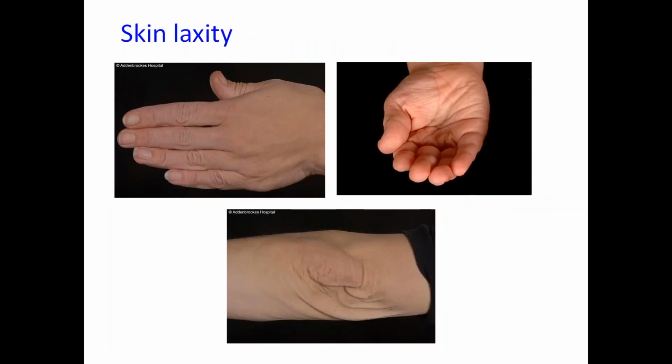As part of the skin hyperextensibility, we also see laxity of the skin, and hopefully you can appreciate that in the top left, where you can see very fine wrinkling over the back of the hand, indicating skin laxity, increased palmar creases, and starting to see the saggy skin over the elbows.